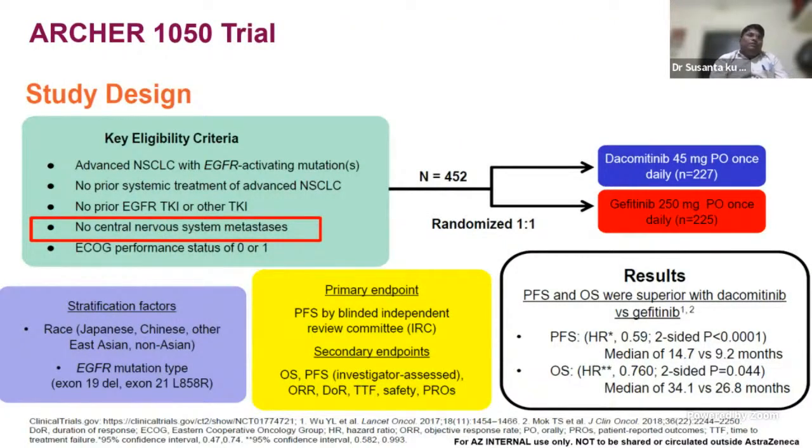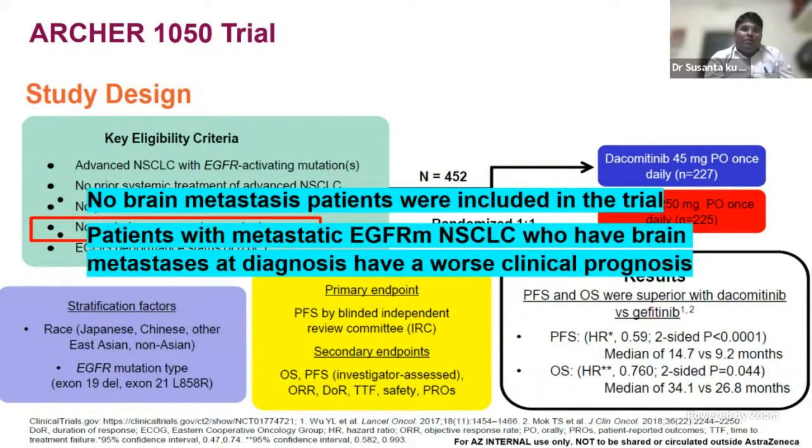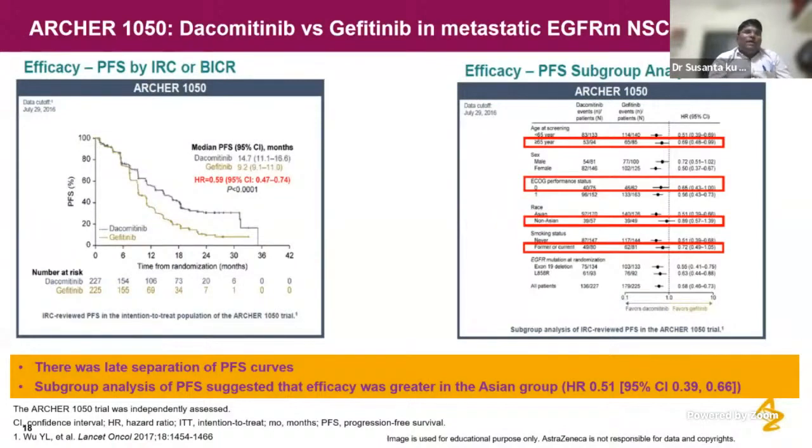Coming to ARCHER 1050, that is about dacomitinib, another second generation EGFR TKI. They used dacomitinib versus gefitinib. The primary endpoint is PFS, and the secondary endpoints were OS, investigator-assessed PFS, and overall response rate. Here they did not include brain metastatic patients. Here also they found PFS benefit: 14.7 months versus 9.2 months in the gefitinib arm, but there is a late separation of the PFS curves. Subgroup analysis of PFS suggests that efficacy was greater in Asian groups.